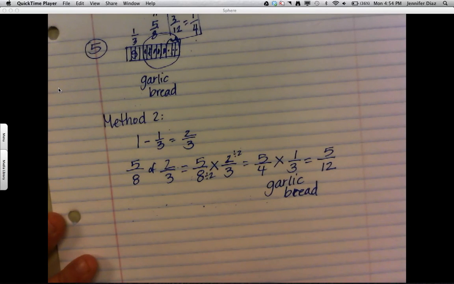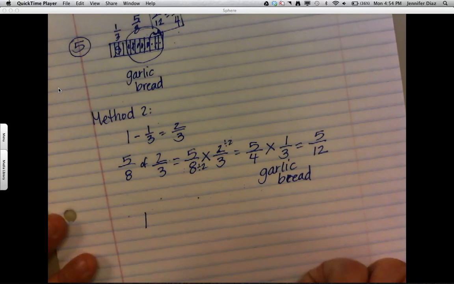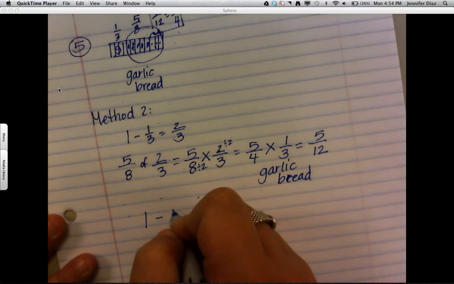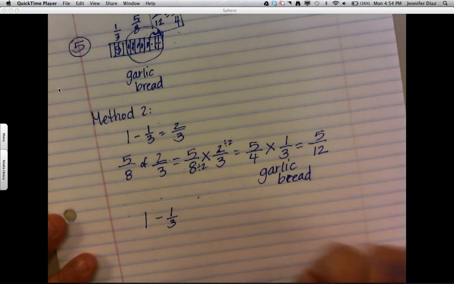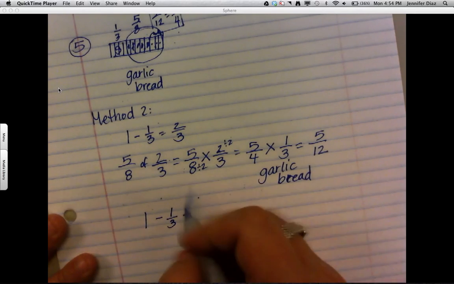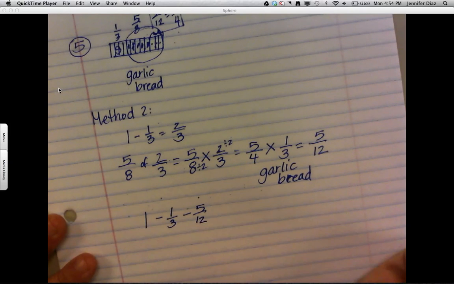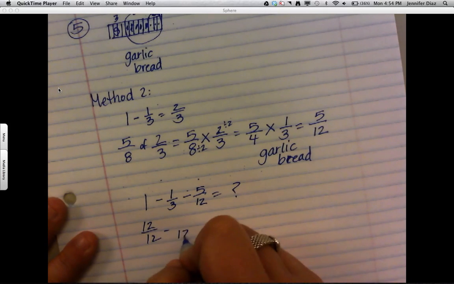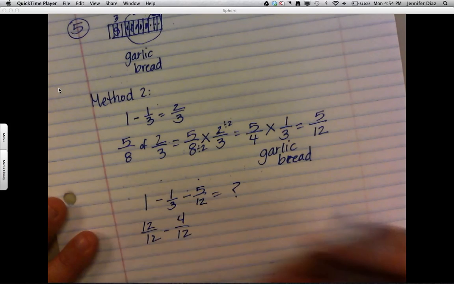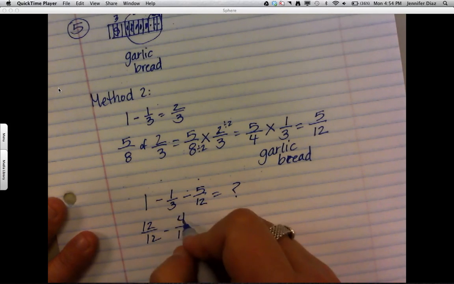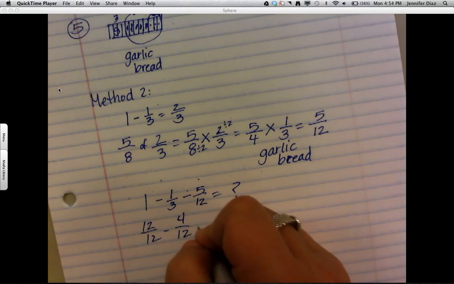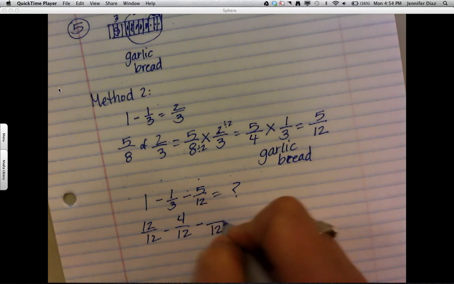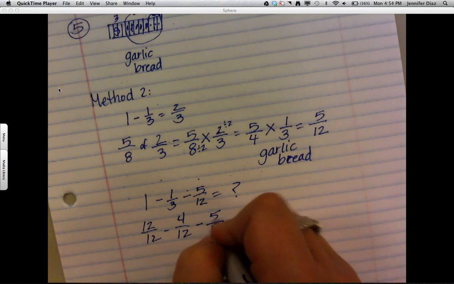But the question actually says, well, what fraction of the stick of butter is left? So if I start with the original stick of butter minus what she used for the sauce minus what she used for the garlic bread, that will give me my answer. I need a common denominator of 12. This would be multiplying by 4. So 1 times 4 is 4. 12 and 5. These ones just come straight down.